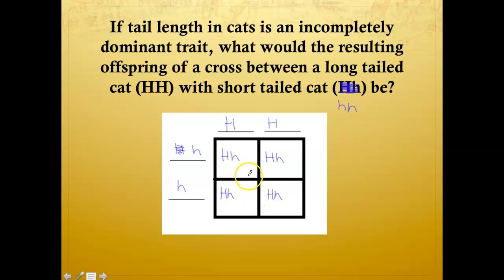So what you're going to get over here is 100% offspring that are going to have medium length tails. Again, this is an intermediate form of expression, so the ratio would just be 1.